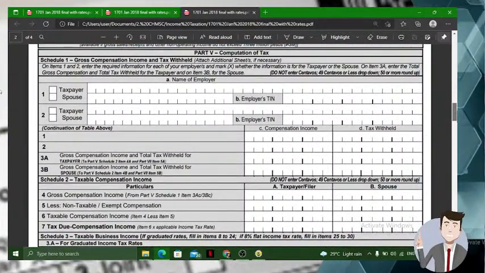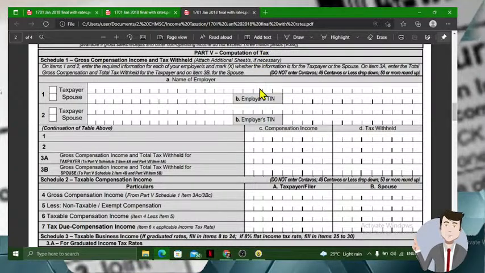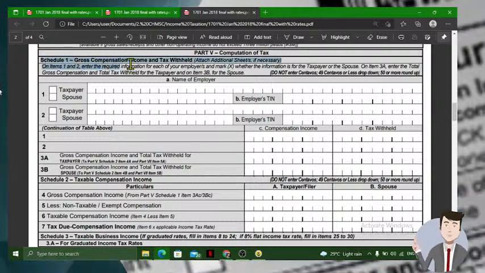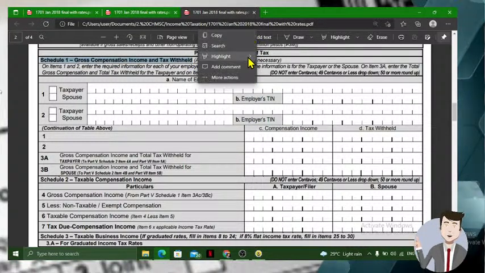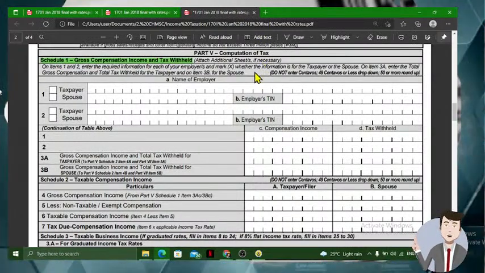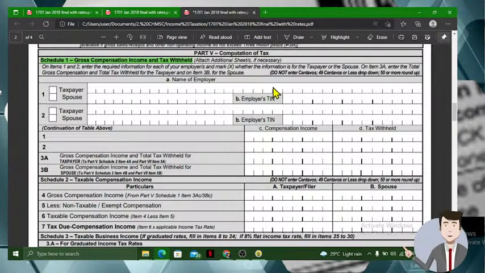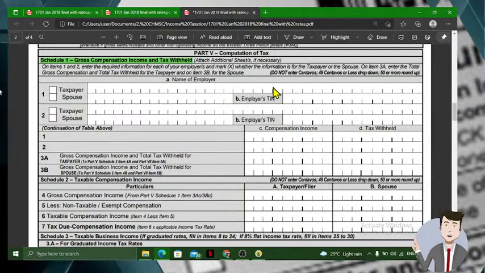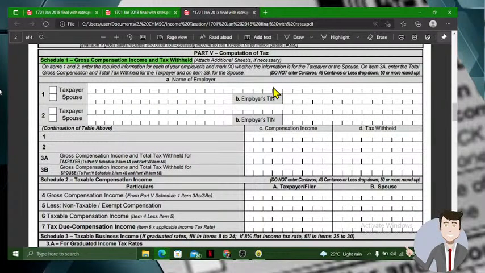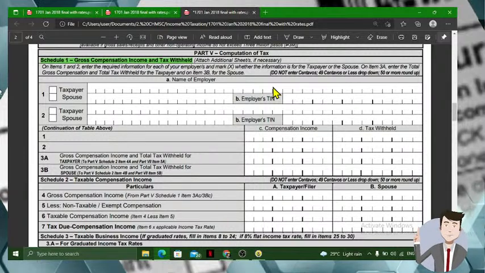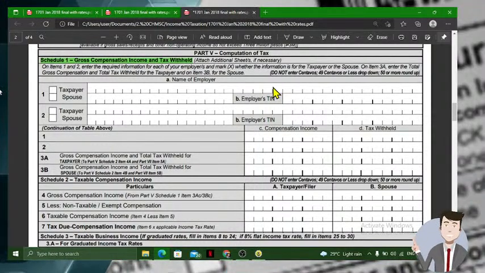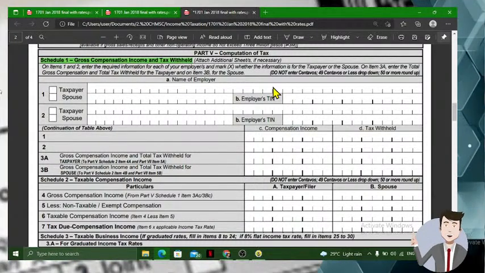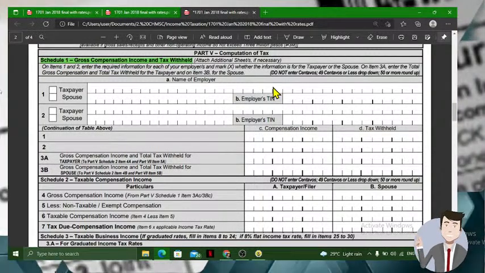Okay, so next, Part 5. This is the computation of income tax. Okay, so Schedule 1, gross compensation income and tax withheld. So based on our discussion in previous sessions, we all know that if the taxpayer is a mixed income earner, you have to compute again for your gross compensation income as well as the tax withheld for employee. Why? Because especially if you are subject to graduated income tax rate.